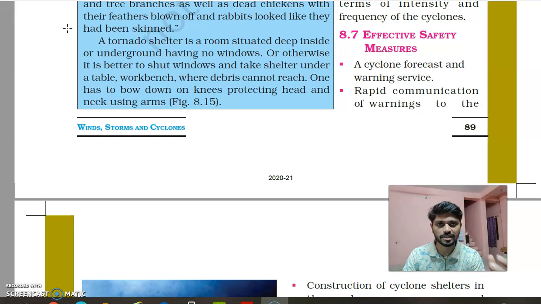And so much damage happens. But can there be some ways to prevent this? We can have some ways which will reduce the amount of destruction. So let us discuss these safety measures.